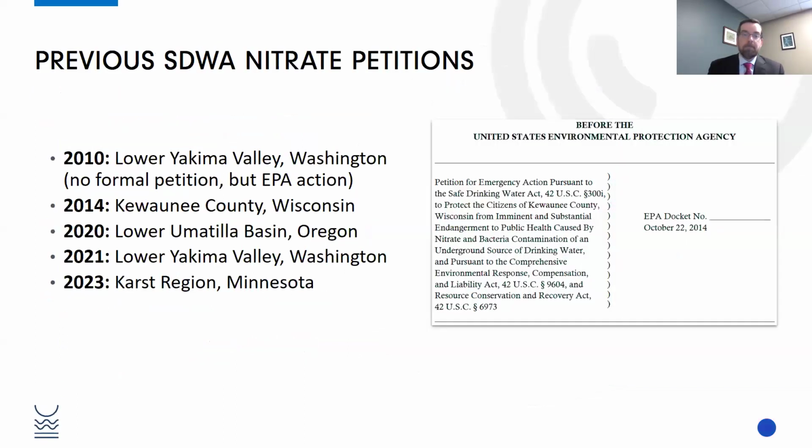Next slide. There have been several past petitions and EPA actions where EPA used this authority to require some specific steps by states or by pollution sources. In the region, there was a petition in 2014 in Kewaunee County, Wisconsin, addressing nitrate pollution in karst terrain. There have also been other petitions more recently addressing nitrate contamination in drinking water sources. And most recently in 2023, there was one in southeast Minnesota.